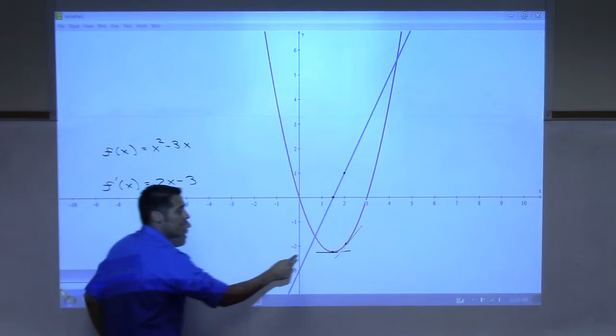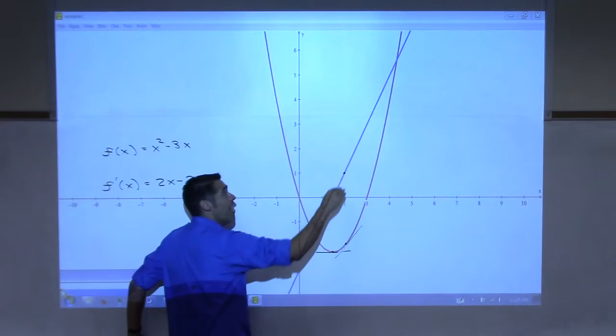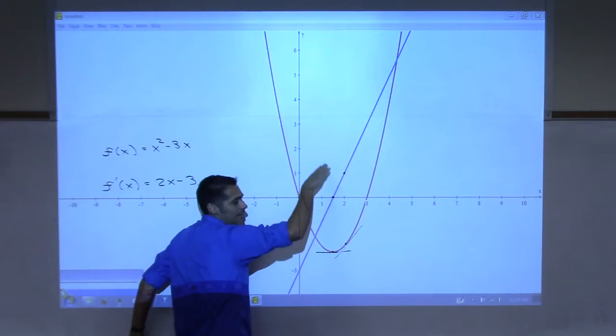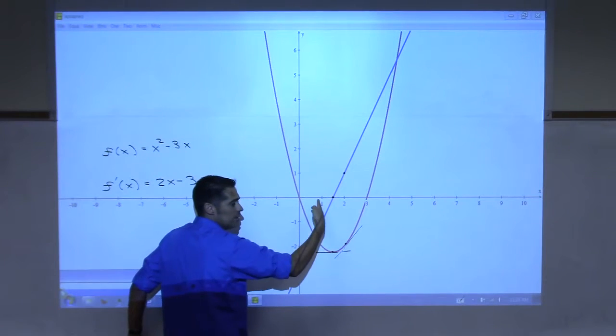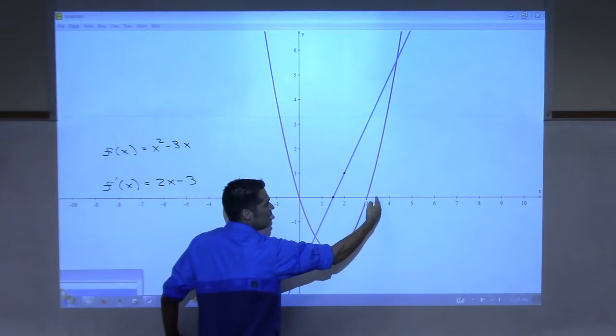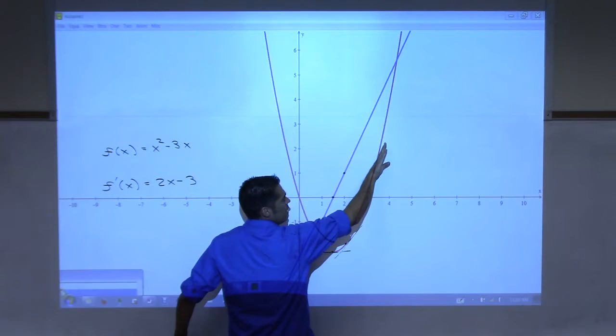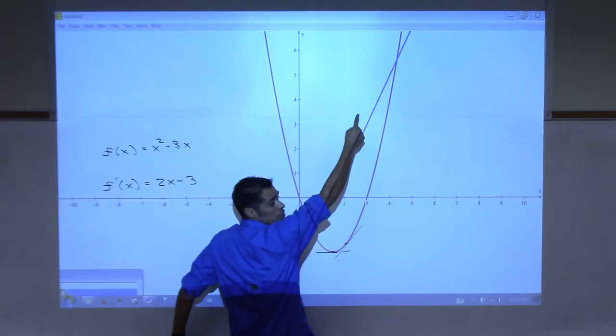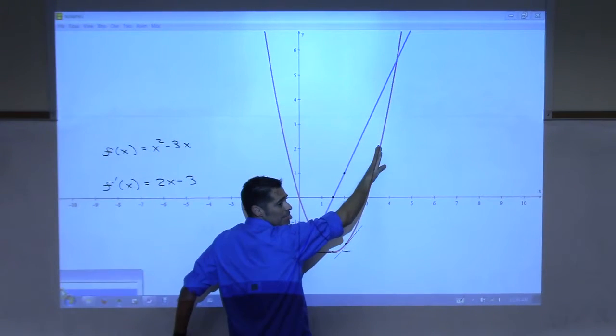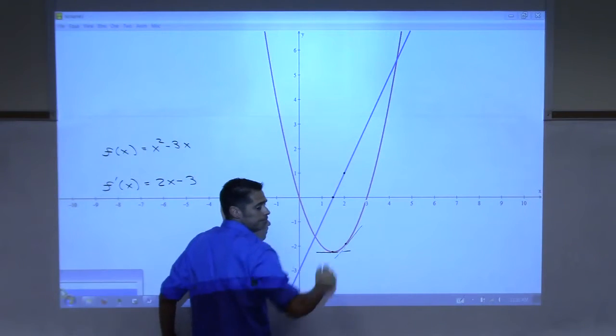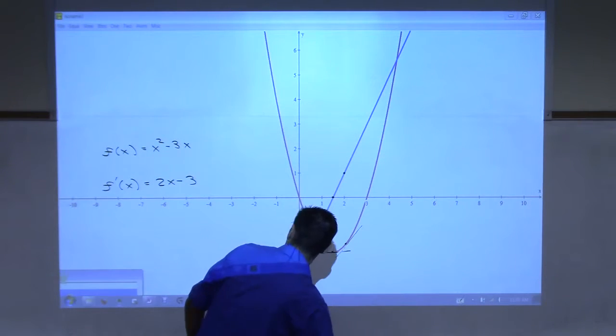The slope of the red one corresponds to the y value of the blue one, the height of the blue one, at that x value. So you go out and pick an x, go up to your function, find the slope. If you go to the same x value on that blue one, that's the steepness of that slope, the height of that point. Now I'm going to give you another example.